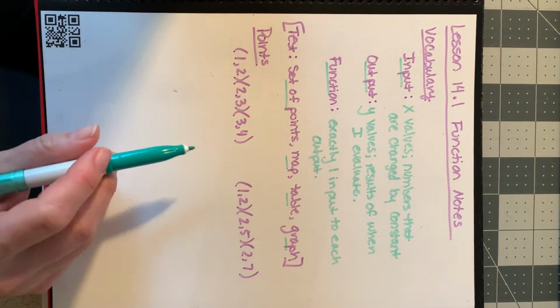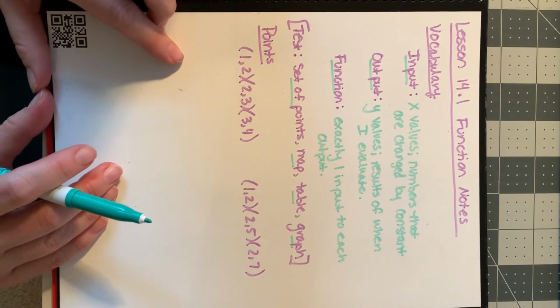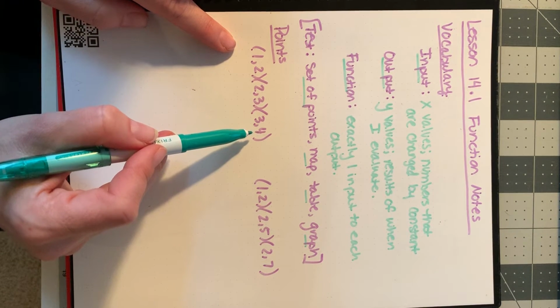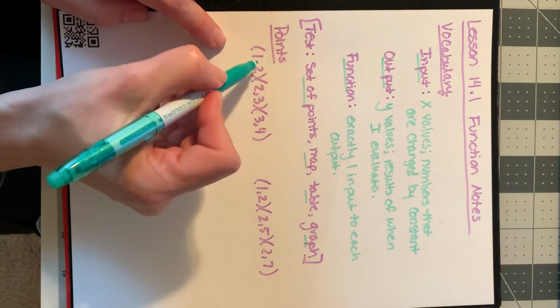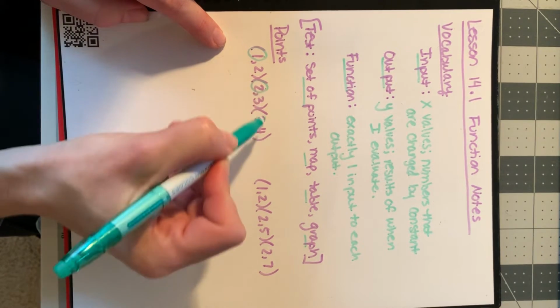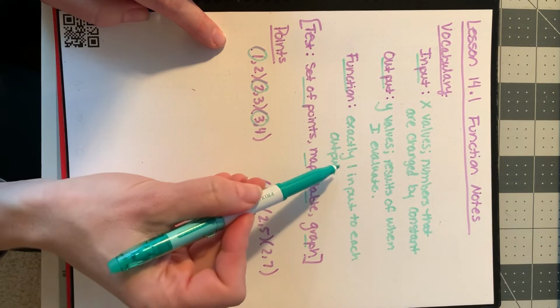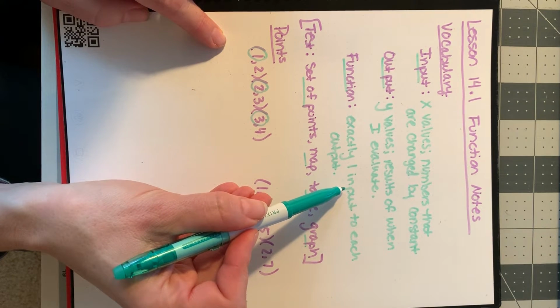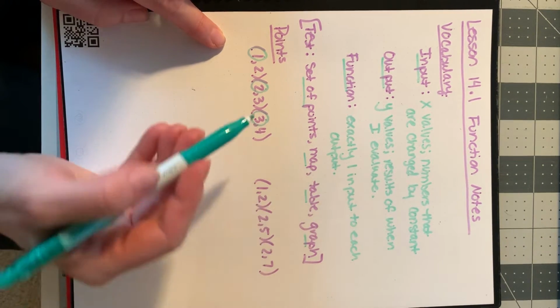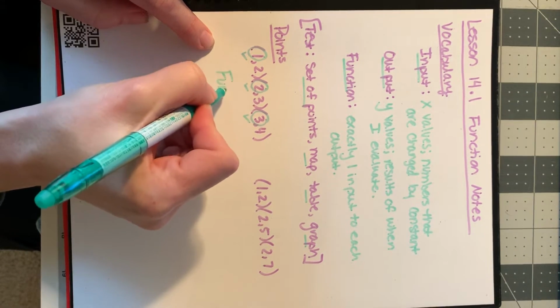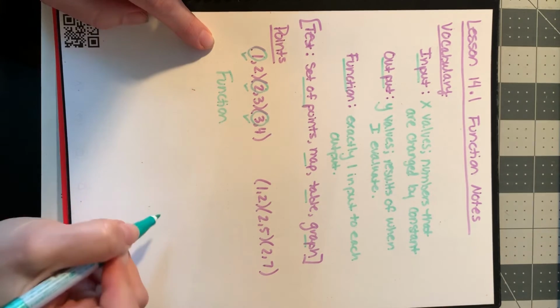So let's start with points, okay? In the first setup here, we have a set of 3 points. And really what we're looking for to see if it's a function is, are any of the X values repeated, okay? Since we know that there's exactly one input or one X value to each output, none of these X values are repeated. This is a function, okay?